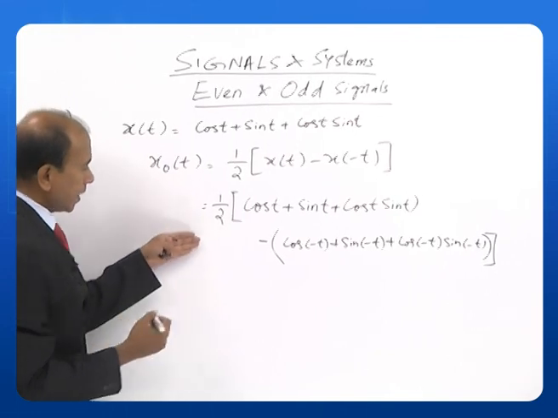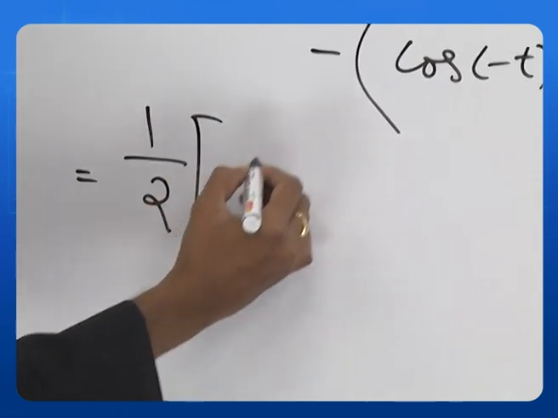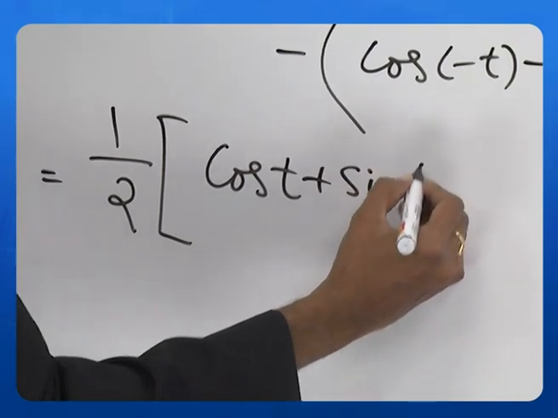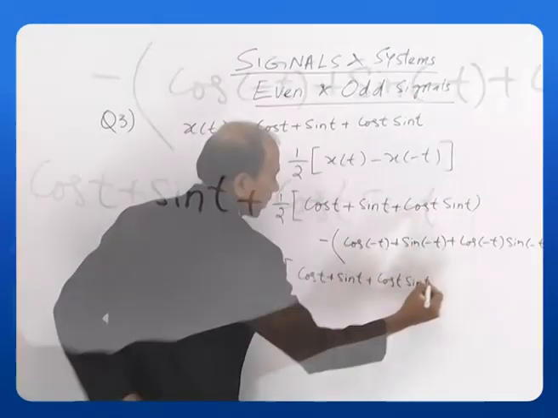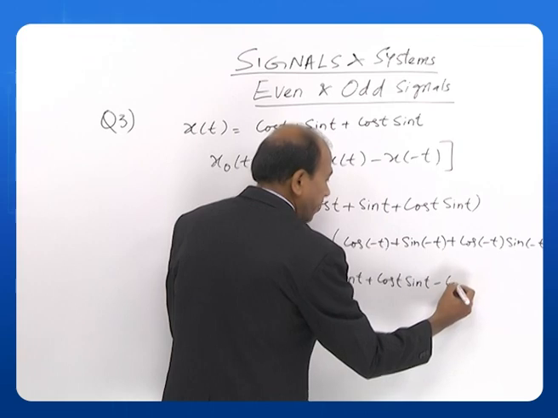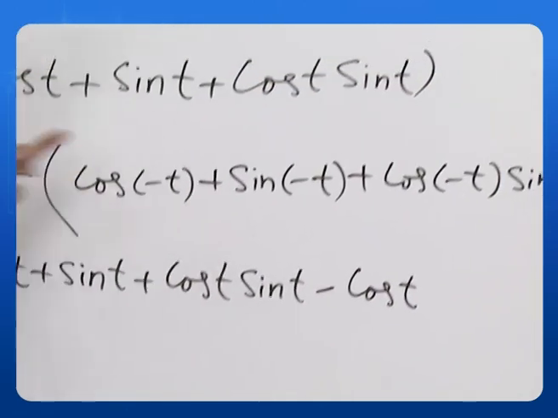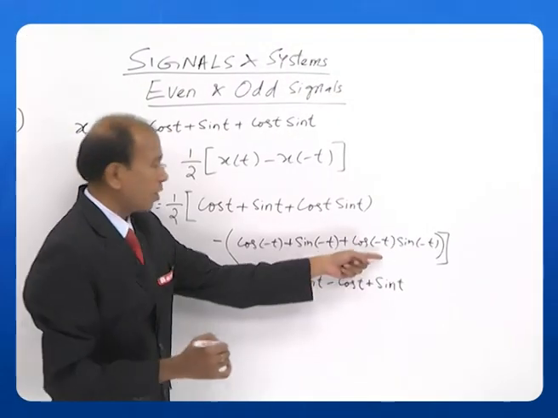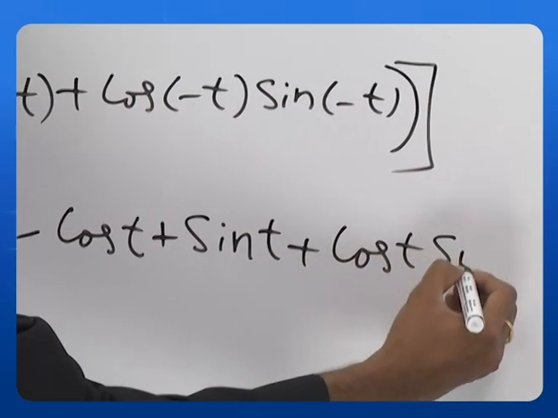Now, this is equal to half of cos t plus sin t plus cos t sin t. Okay. This is cos t. So, minus of minus will be plus, we will open this bracket. So, this will become cos t minus cos t. This is sin of minus t, so it will become plus sin t, and this will also become plus. So, this will be cos t sin t.